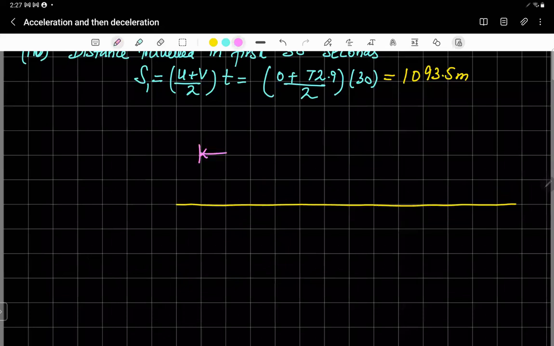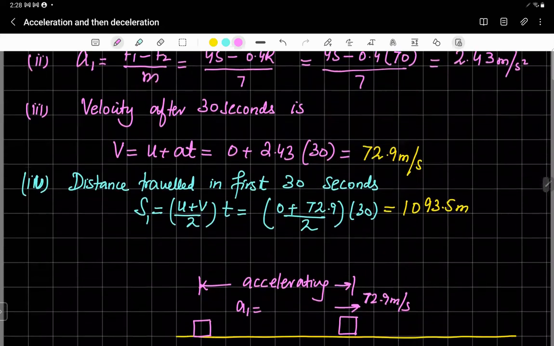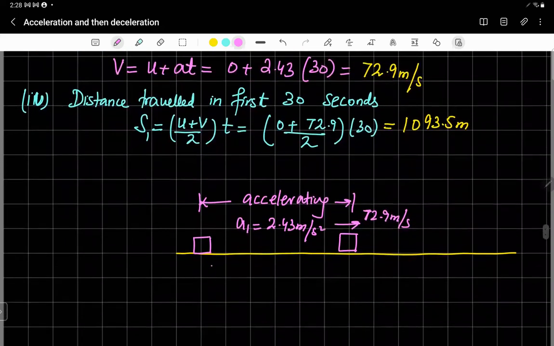This motion has two stages. In stage 1, it was accelerating. It started from rest. Its final velocity was 72.9 meter per second. Its acceleration in this stage number 1 was 2.43, and the distance it traveled was 1093.5 meter. Okay.